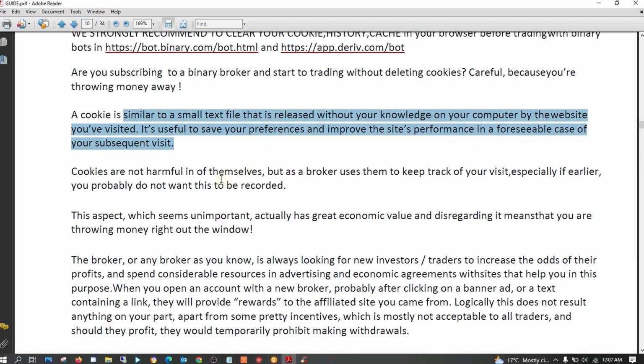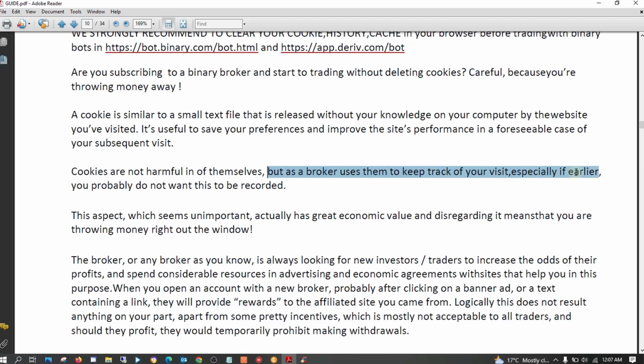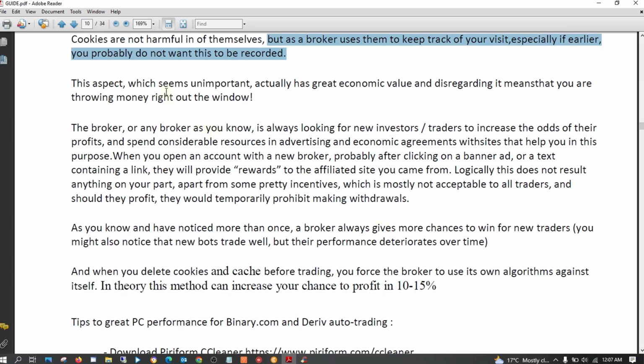And cookies are not harmful in themselves, but a broker uses them to keep track of your visit. You see, they keep track of your visit, especially what you probably don't want to be recorded. They record each and every session that you're doing, and this aspect that seems unimportant actually has a great economic value, and disregarding it means that you are throwing away money right out the window. So if they track you, you're actually throwing away money.